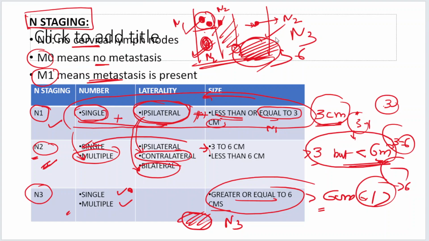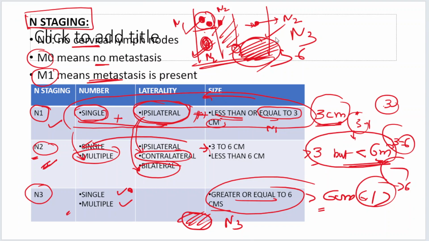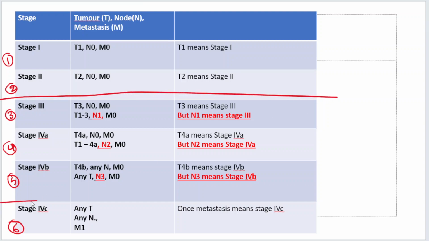This is how you can remember N staging. M staging we already talked about. M0 means no distant metastasis. M1 means there is distant metastasis. Now coming to the staging, this is also a bit complicated. There are 6 parts I want you to remember: Stage 1, Stage 2, Stage 3, and Stage 4, which has 3 parts, Stage 4A, Stage 4B and Stage 4C. So there are 6.